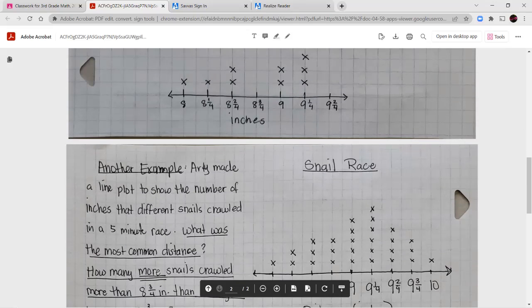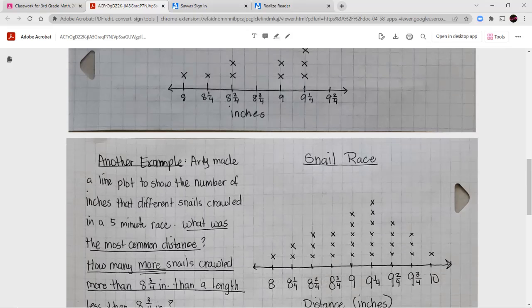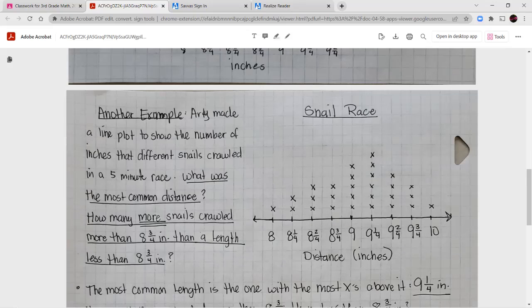Let's take a look at another example. It says Artie made a line plot to show the number of inches that different snails crawled in a 5-minute race. What was the most common distance? And then how many more snails crawled more than 8 3/4 inches than the length that's less than 8 3/4 inches? So let's take this question apart a little bit at a time.